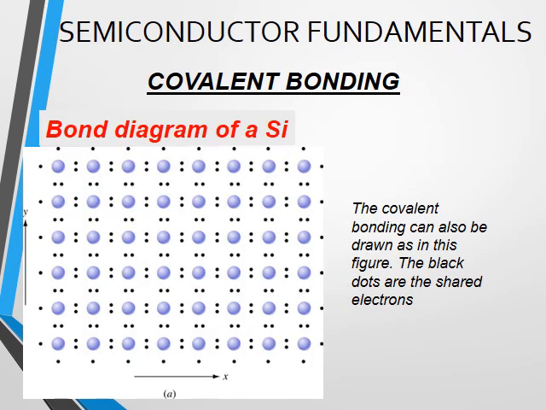The covalent bonding also can be drawn as in this figure. Only the shared electrons are drawn, represented by the black dots. This is also considered as the bond diagram.